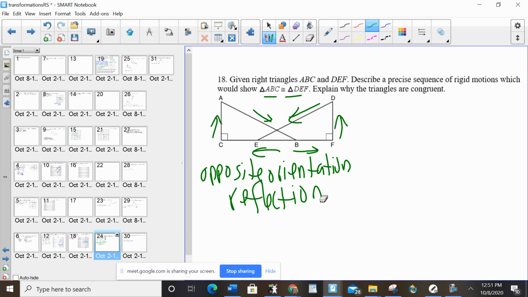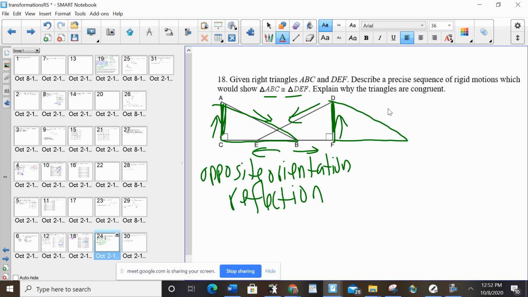Now, when you're off the grid, you need to translate first. For a reflection, I need a side to touch. For a rotation, I need a point to touch. So what's the only side I can get to touch through a translation here? Well, I can get AC onto DF. So if I slide this thing so that AC lands on DF, I'm just sliding it to the right, it's going to look like that.